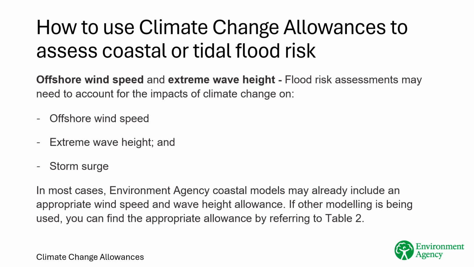The correct allowance is determined by the expected lifetime of development, but most development will fall under the second column, which is 2056 to 2125. You will only need to use the sensitivity test allowances in rare circumstances where the credible maximum scenario applies. More on this on a later slide. In the Anglian case, the allowance for both offshore wind speed and extreme wave height is 10%. This only needs to be applied once and not per epoch.